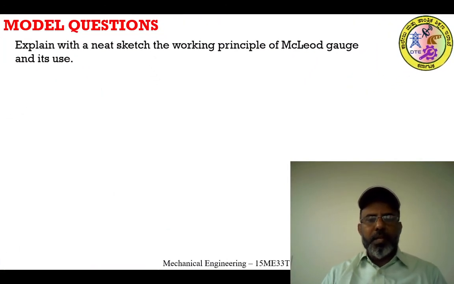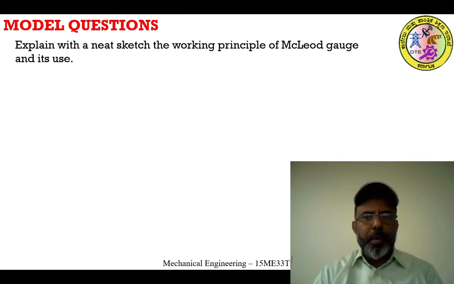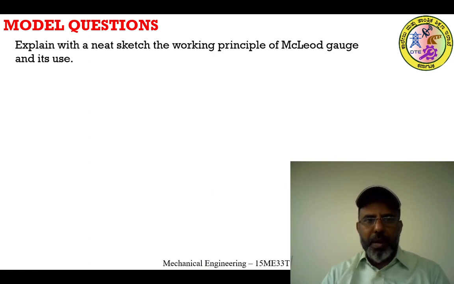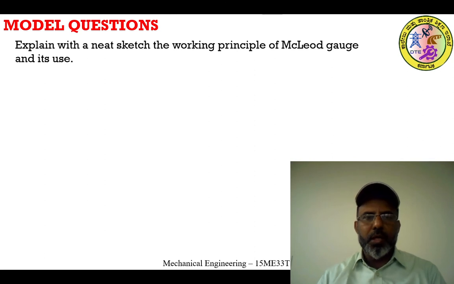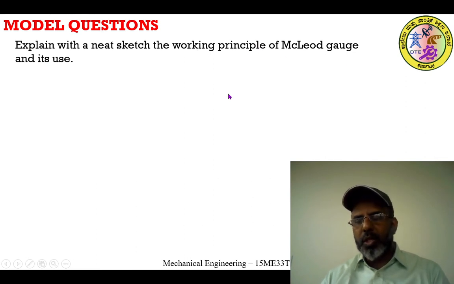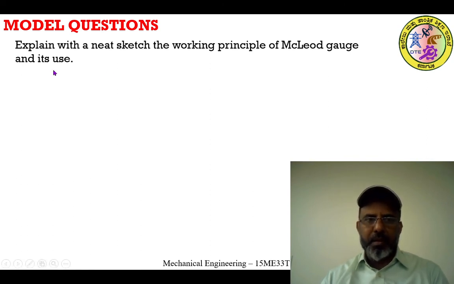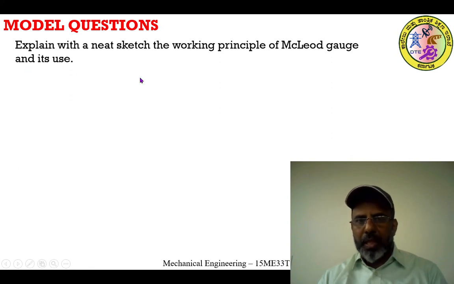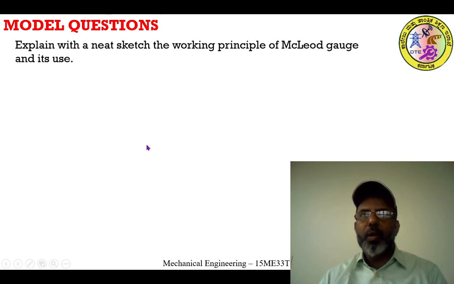From an exam point of view, the question may be asked for 5 marks. The question is of the type: explain with a neat sketch the working principle of McLeod gauge and its use. This question may be asked for 5 marks or it may be for 6 marks. As it mentions its use, you should know the McLeod gauge is generally employed for measuring very low pressure of a gas.